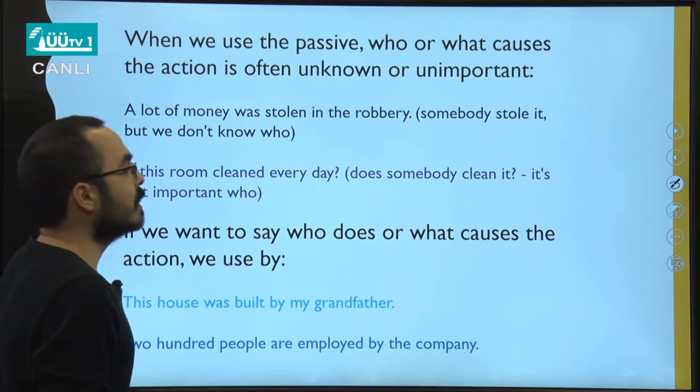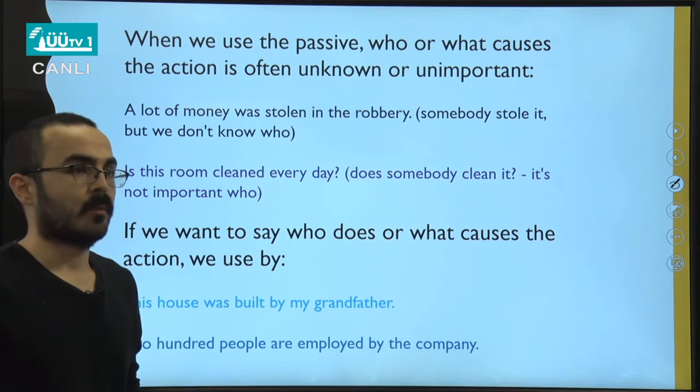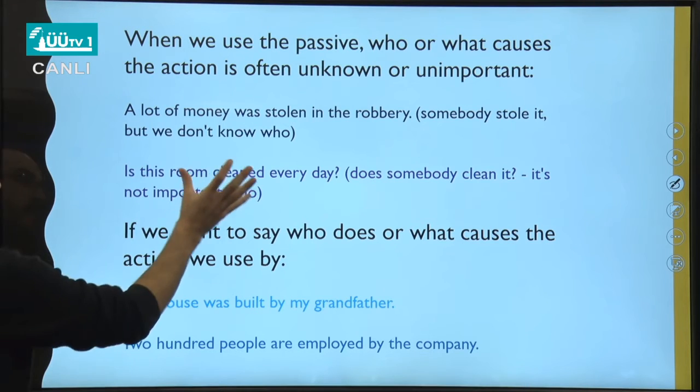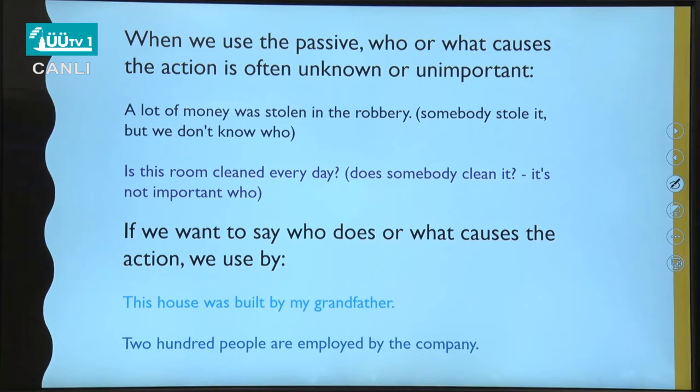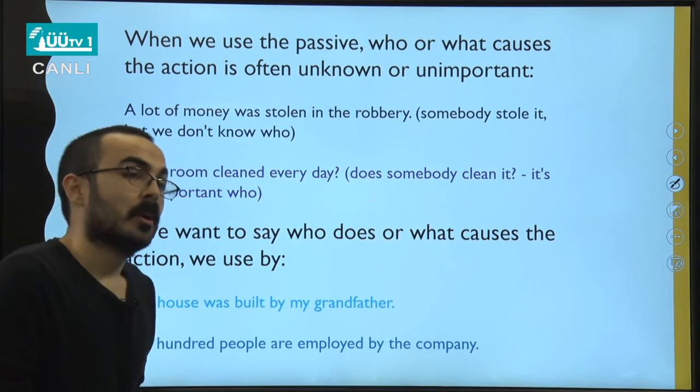Good. Is this room cleaned every day? Does somebody clean it? It's not important who, right? Is this room cleaned every day? Right? We are not asking who cleans this room. What is important is: is this room cleaned every day? Good. If you want to say who does or what causes the action, we use by.